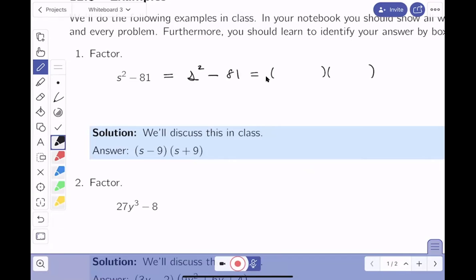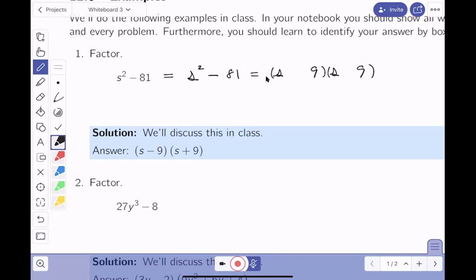But anyway, how do you get S squared? I'm looking at the first term, which is S and S. That would give me S squared. And for 81, there are more than 2 choices. It could be 81 and 1, maybe 3 and 27, or 9 and 9. I'm going to try 9 and 9 because they're the smallest numbers I can come up with.